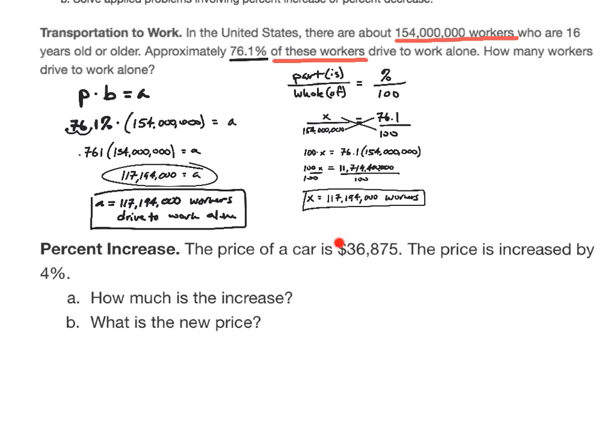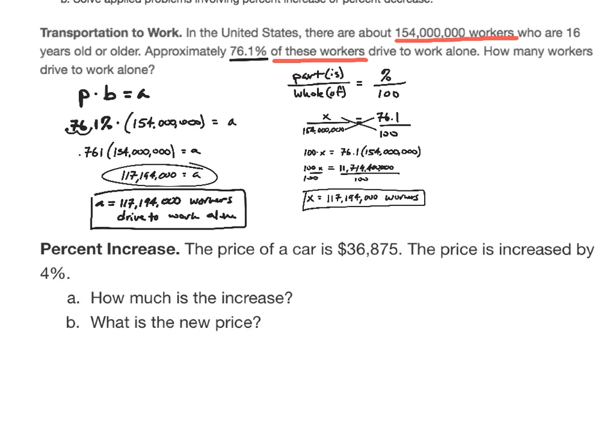So, think about it. If you notice how things get more expensive, they increase. And we can model that by showing by how much percent those increase. So let's take a look at this. The price of a car is $36,875. The price is increased by 4%. So how much was the increase?